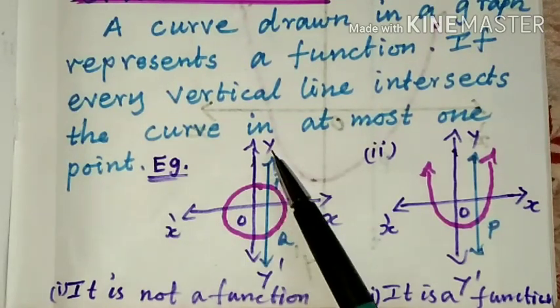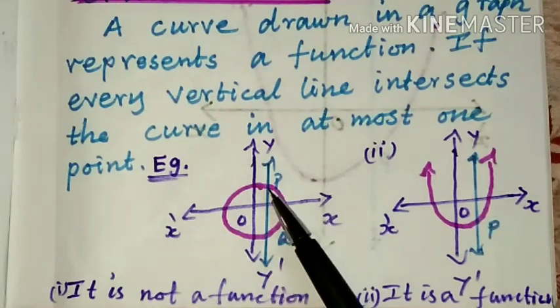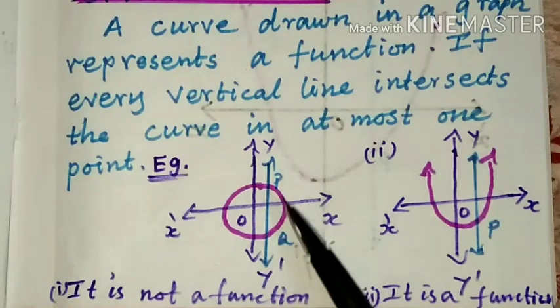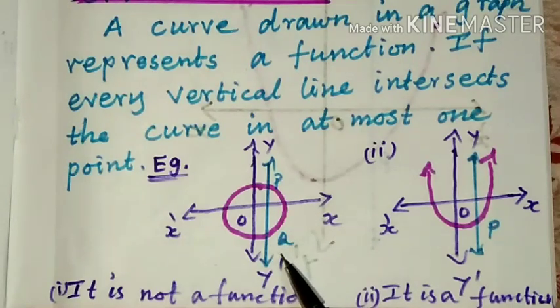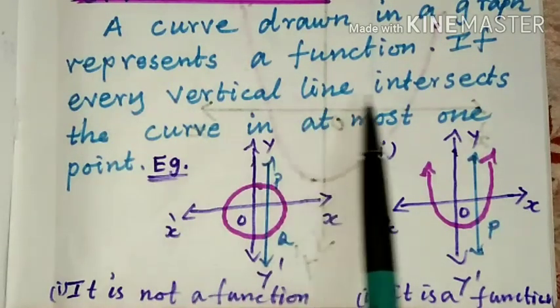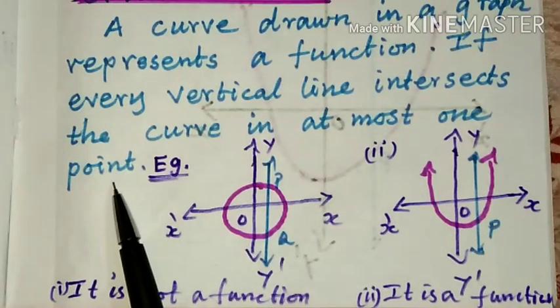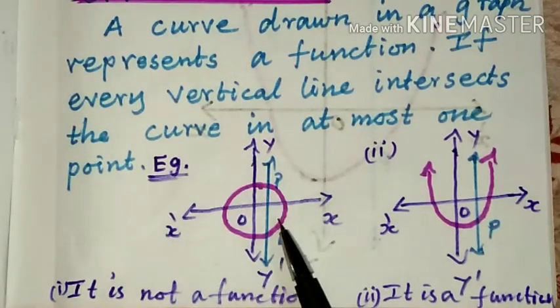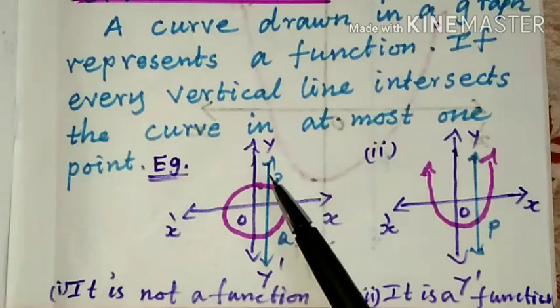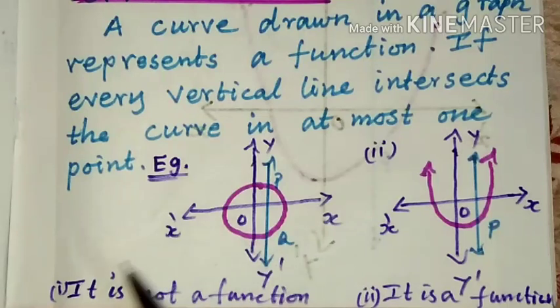In this graph, the vertical line intersects the graph at 2 points P and Q. By the definition, every vertical line must intersect the curve in at most one point. But here, the vertical line intersects the graph at 2 points P and Q. So, it is not a function. Then see the next graph.